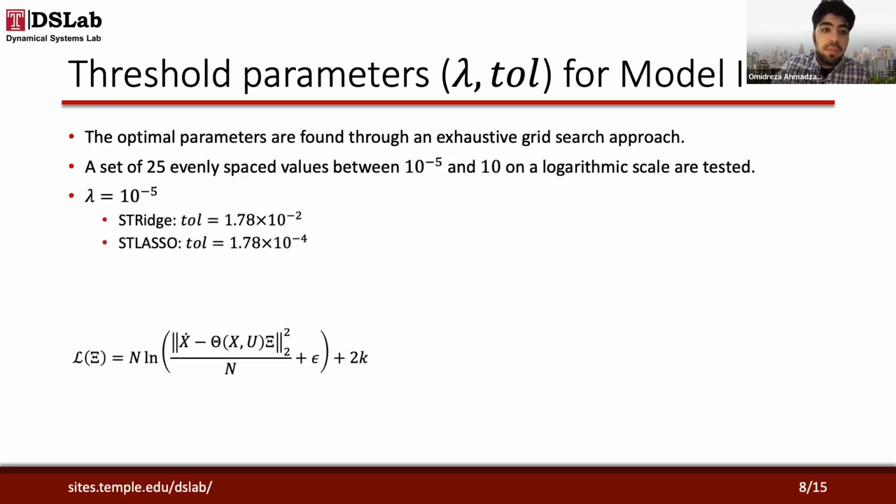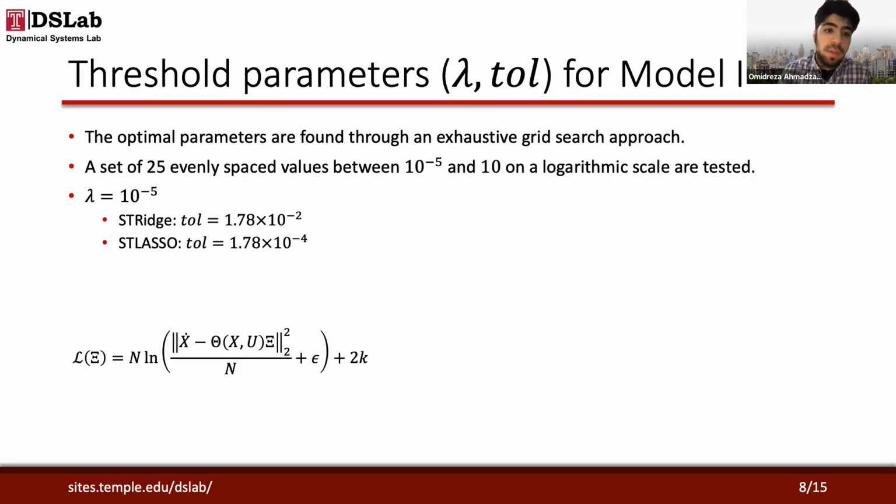So for model 1, the optimal parameters are found through an exhaustive grid search approach. A set of 25 evenly spaced values between 10 to the power of -5 and 10 on a logarithmic scale are tested. For both the ST ridge and ST lasso, the value of lambda is 10 to the power of -5. For the ST ridge, the value of tolerance is 1.78 times 10 to the power of -2, and for ST lasso, the value of tolerance is 1.78 times 10 to the -4.